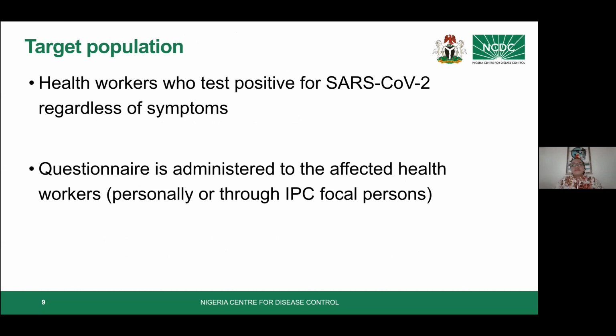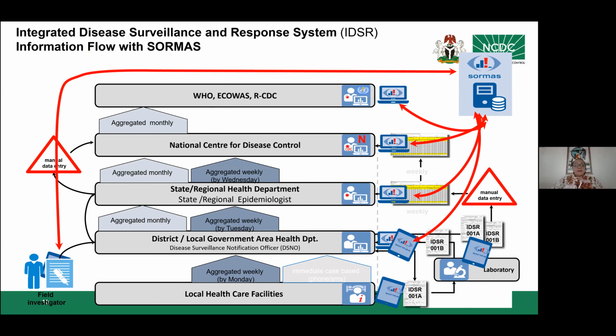And the target population for this healthcare worker investigation are all healthcare workers who test positive for SARS-CoV-2, regardless of symptoms. And we basically use a questionnaire that is administered to the affected health workers. Either personally, we send them the link, or we interview them by phone, or we get the infection prevention and control focal persons at the state or facility level to interview and get this questionnaire filled out. Before I move forward, I'll just quickly explain SORMAS. SORMAS is a surveillance outbreak response management and analysis system.